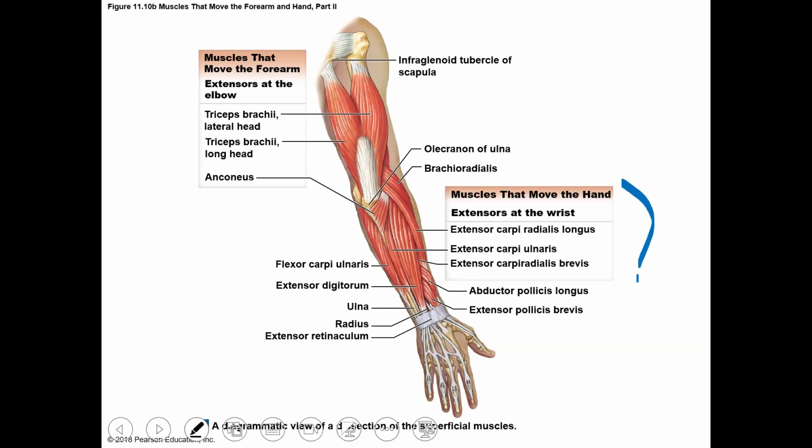You can see our extensors here. Okay, extensor carpi radialis longus. And then if we have a longus, we're going to see a brevis. Okay. Extensor carpi ulnaris over here on the ulnar side. And we see extensor digitorum, and that's going to extend our fingers. Extensor pollicis brevis and abductor pollicis longus. Pollicis means thumb. Okay? Pollicis means thumb.